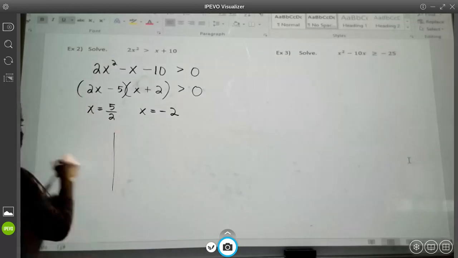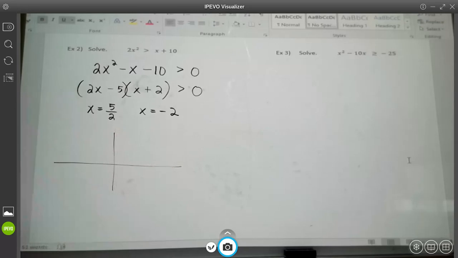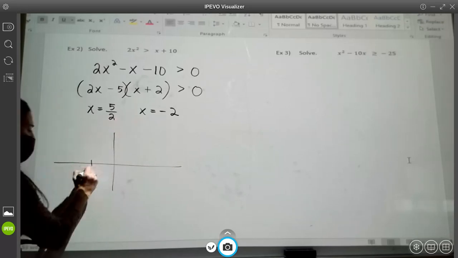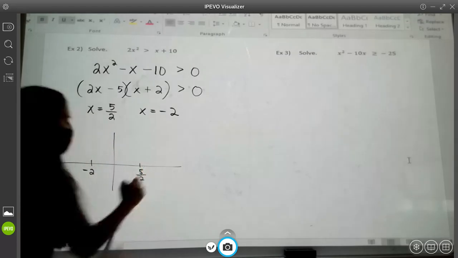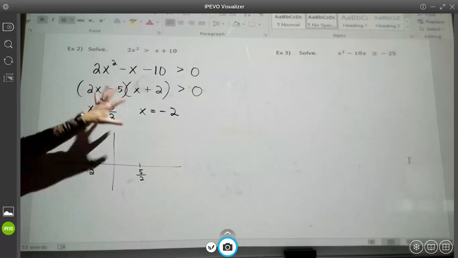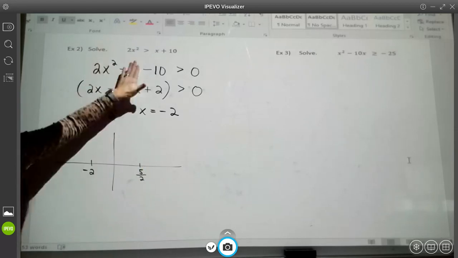We said these are the numbers that make this expression equal 0. I just want to find x values that make this expression greater than 0. So don't include these numbers. So put open circles to remind you that you will not be including these numbers.